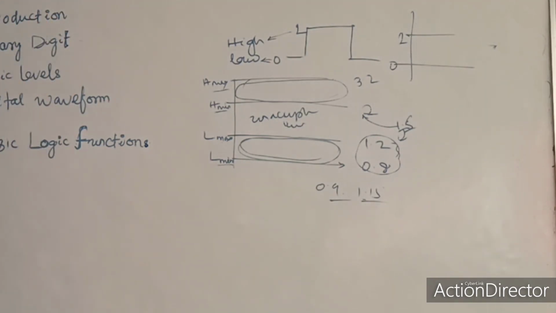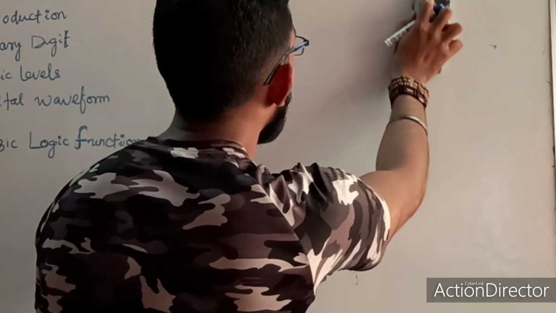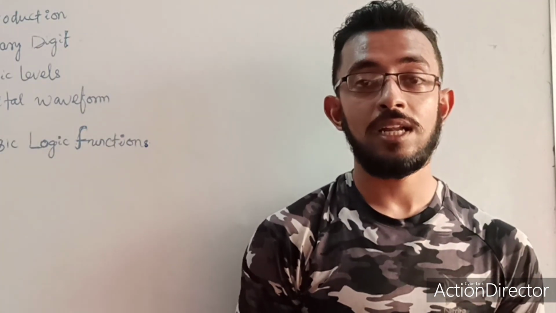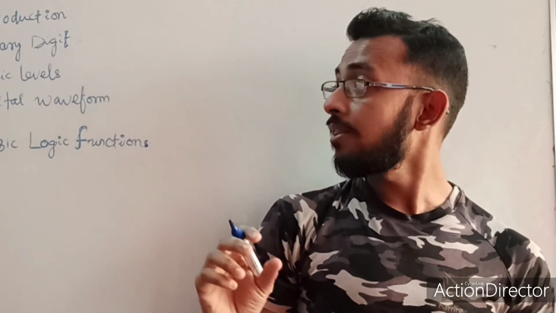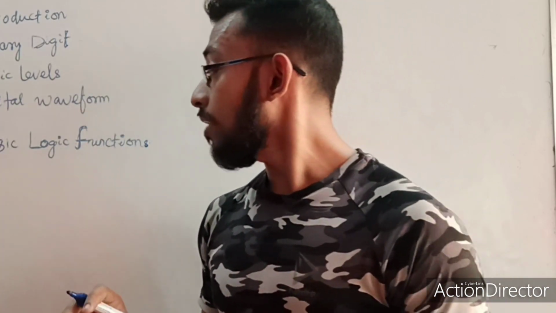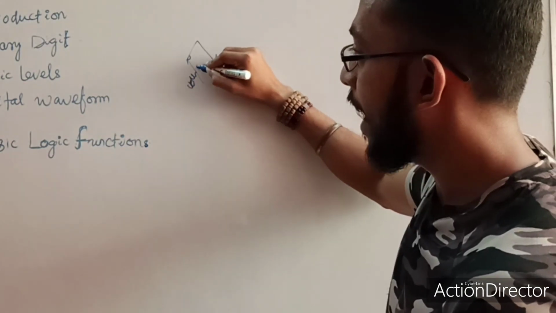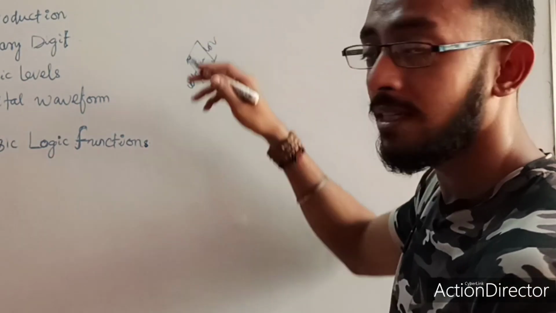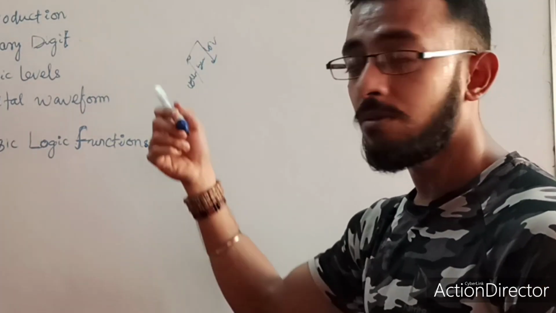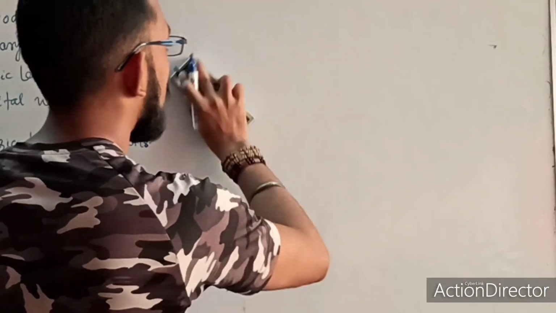Now we'll see the digital waveform. What is a waveform? When these binary digits, that is 0 and 1, are represented with these logic levels, they are called pulse logic levels to represent 1 and 0. So in a digital waveform, there is an increase or decrease of voltage back and forth. There is a change in voltage level, sometimes from low to high or sometimes high to low. Based upon that, the digital waveform is formed. So let's see what that is.